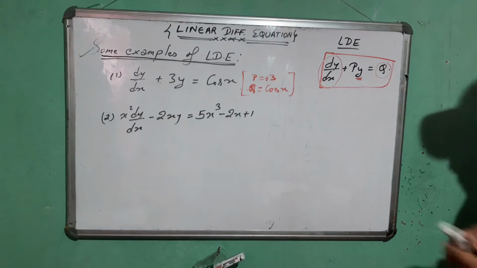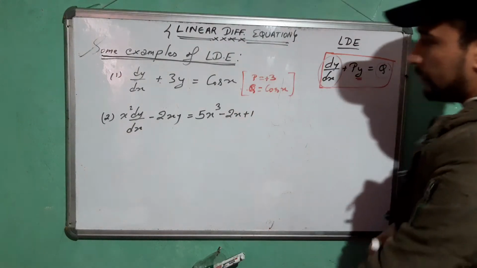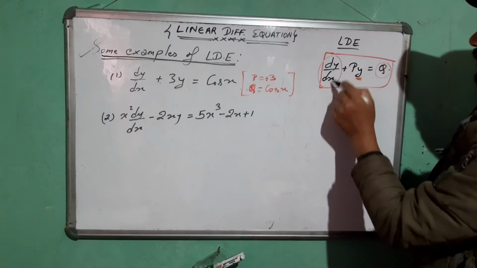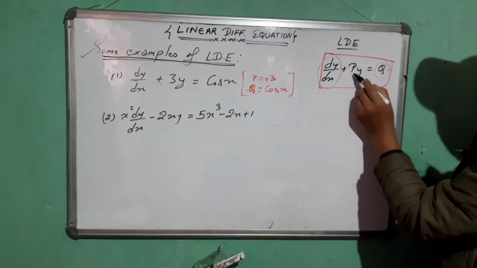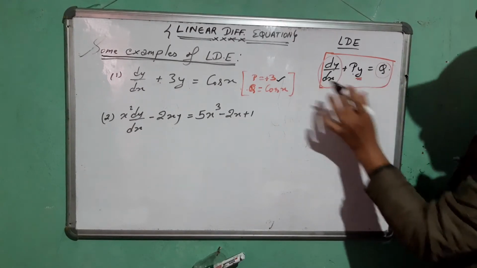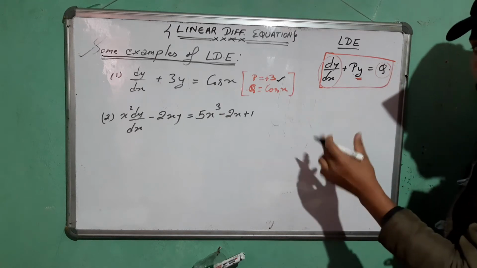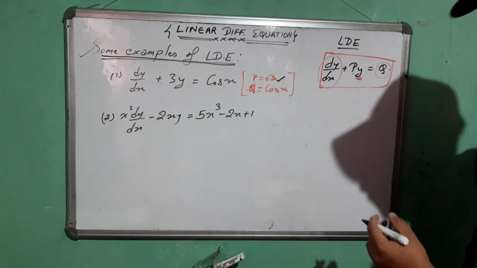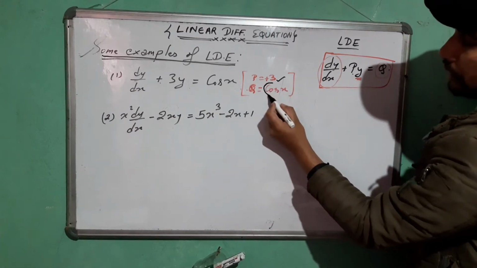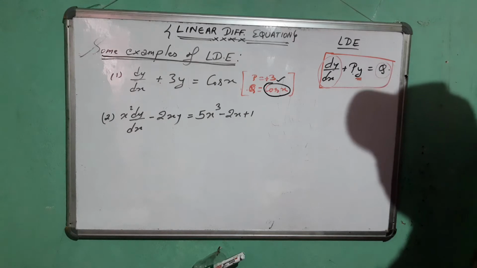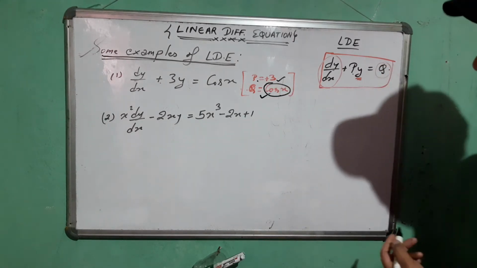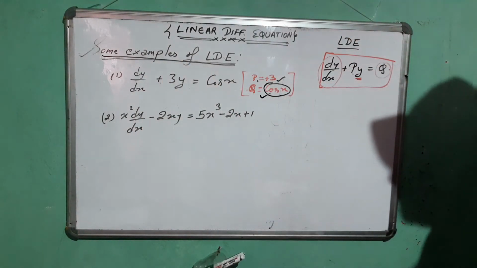So this is a linear differential equation, because the definition says that a linear differential equation is of the form dy/dx + Py = Q, where P and Q are constants. In this case P is constant, Q is not constant. The second criterion was, if it is not constant, then it should be a function of x only. Q is cos x, a function of x only. So P is constant and Q is a function of x. Our criteria are satisfied, so it is a linear differential equation.